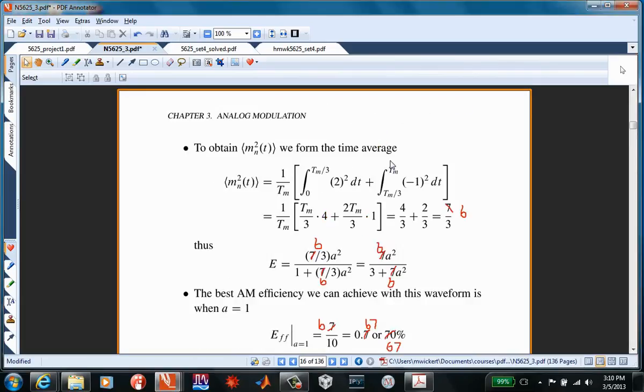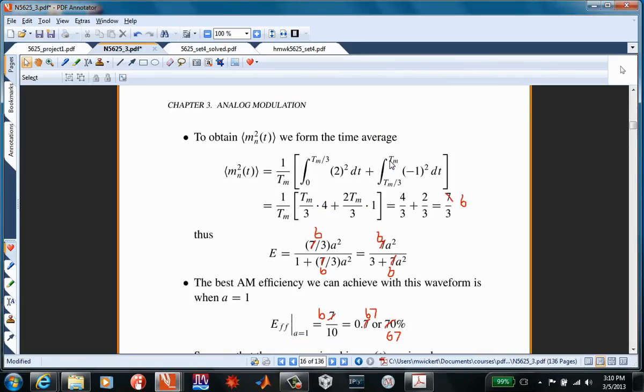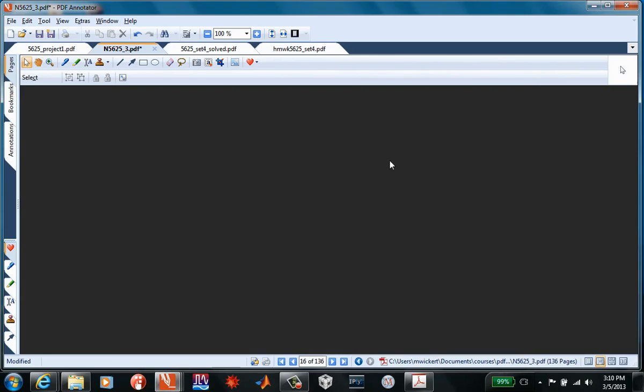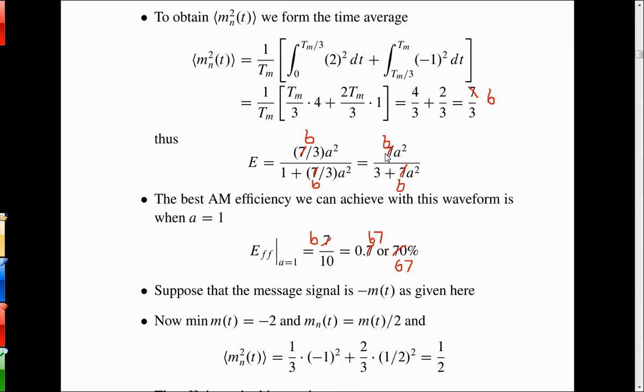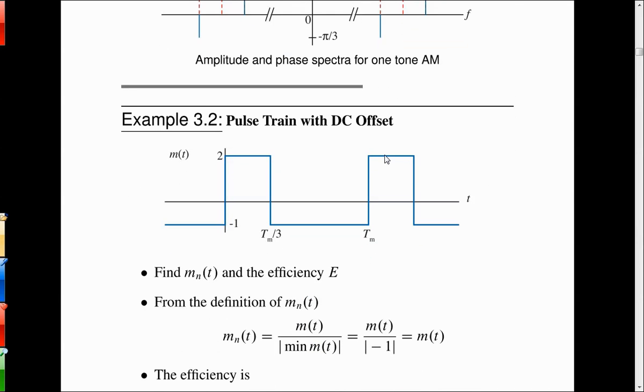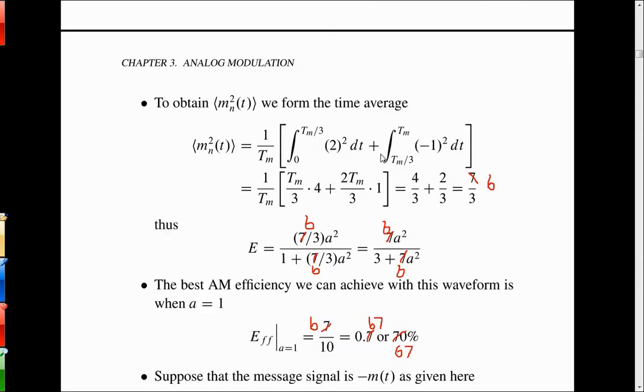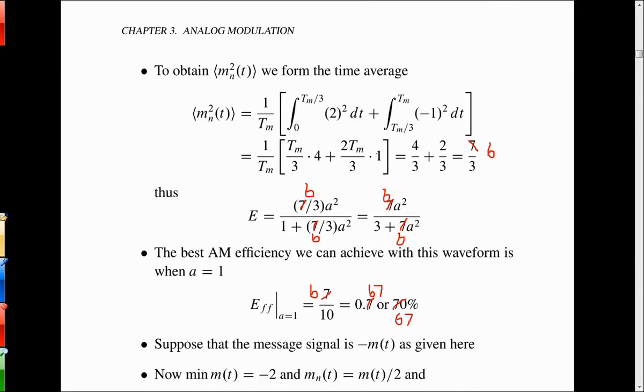What you see right here is Chinche's comments just before class on this particular example. There's just a typo. This is the pulse train with DC offset, just doing the efficiency calculation. The typo that I made was adding 4 to 2 and getting 7 instead of 6. So if you ripple that on down through the numbers, that comes out to 67%. Is that right? That's what you showed me in my office.